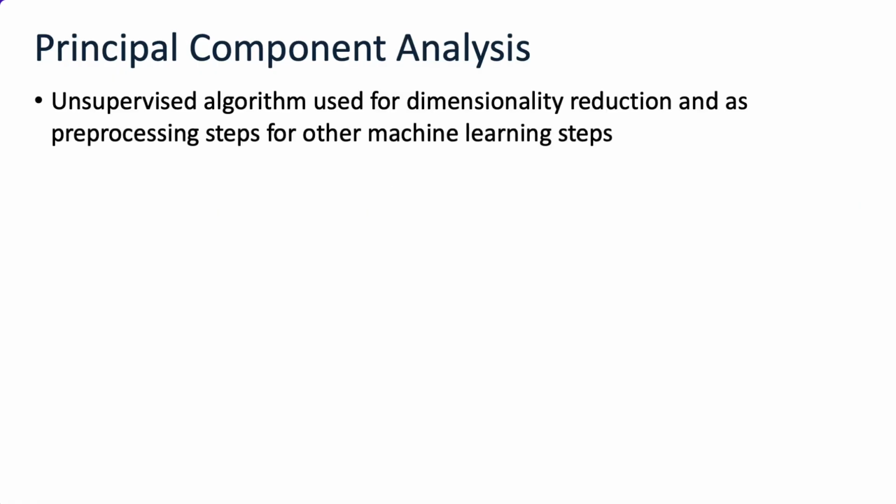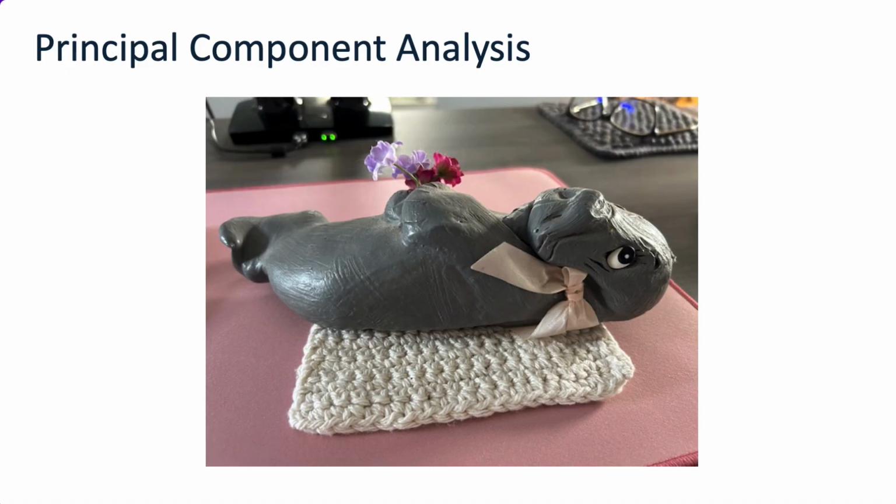Let's move on and talk about principal component analysis. We mentioned PCA in an earlier lesson. It is an unsupervised algorithm and is used for dimensionality reduction and used as a pre-processing step for the other machine learning steps. But back to our fundamentals. What is dimensionality reduction? Well, let's look at this picture of a manatee.